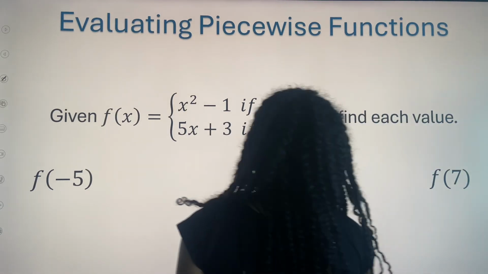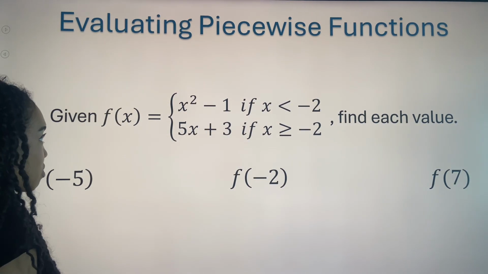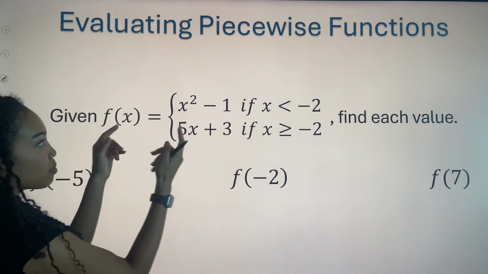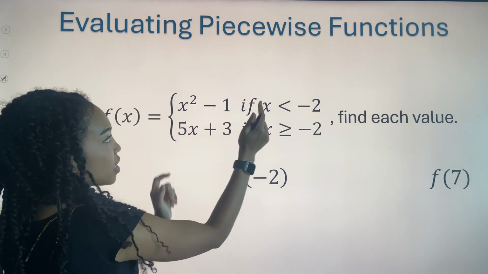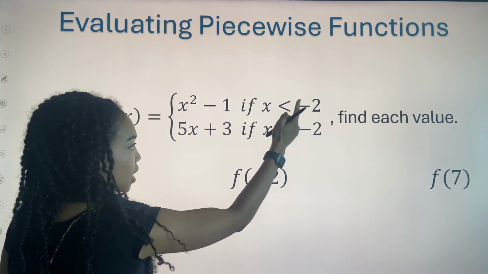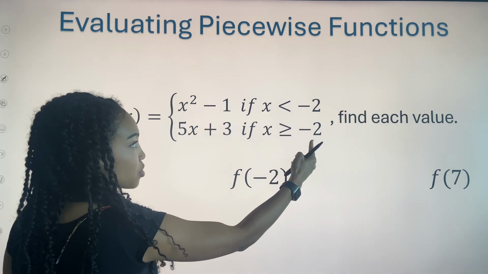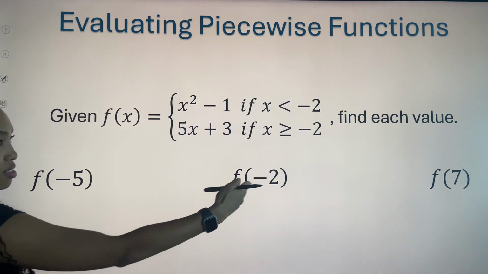Today we are evaluating piecewise functions. So I am given this function, f of x, and I'm going to use this top equation if x is less than -2, and I'm going to use this bottom equation if x is greater than or equal to -2. So we're going to find each of these values.